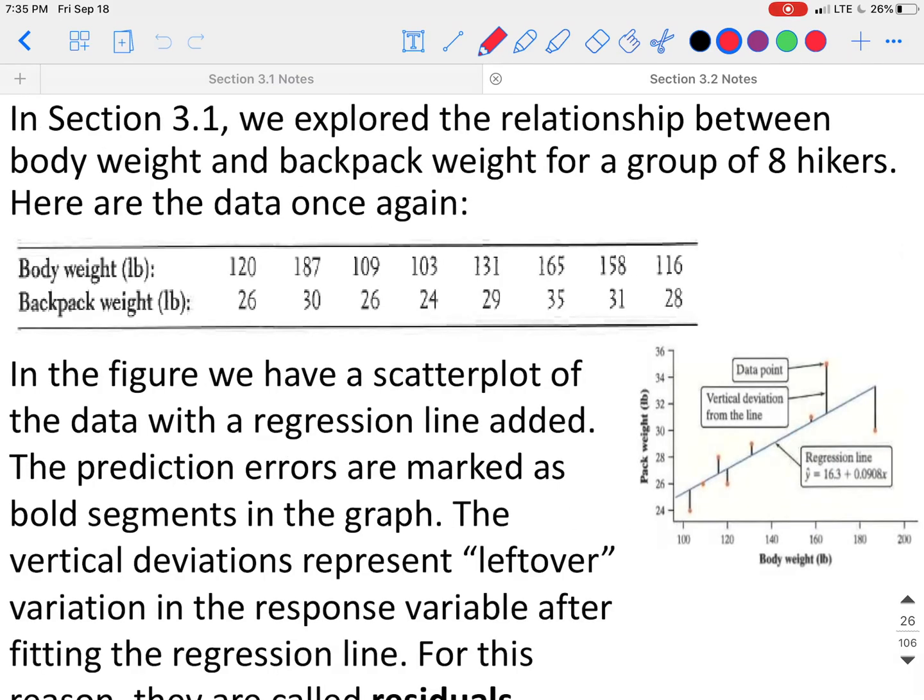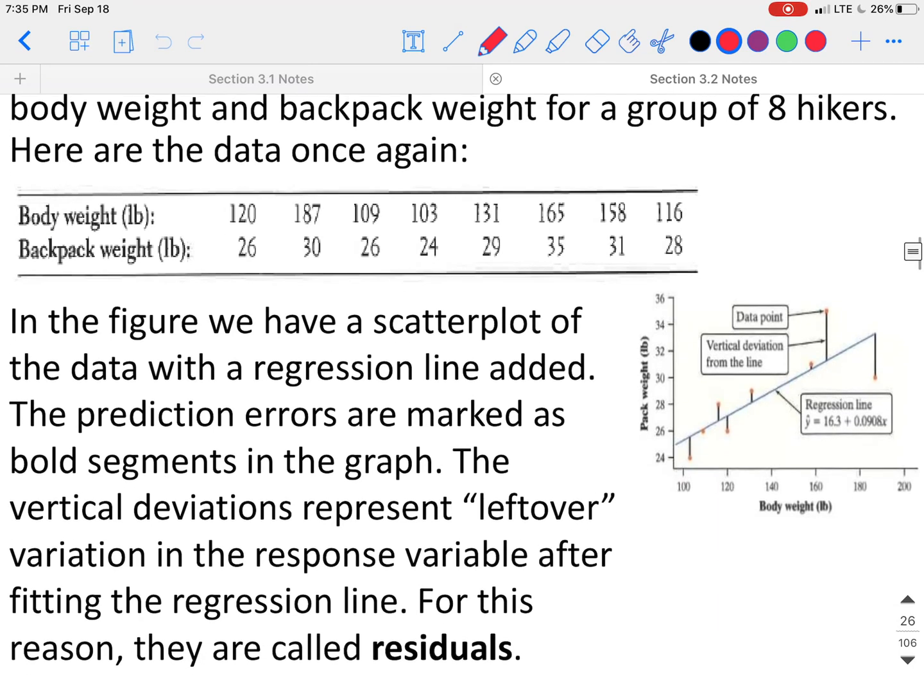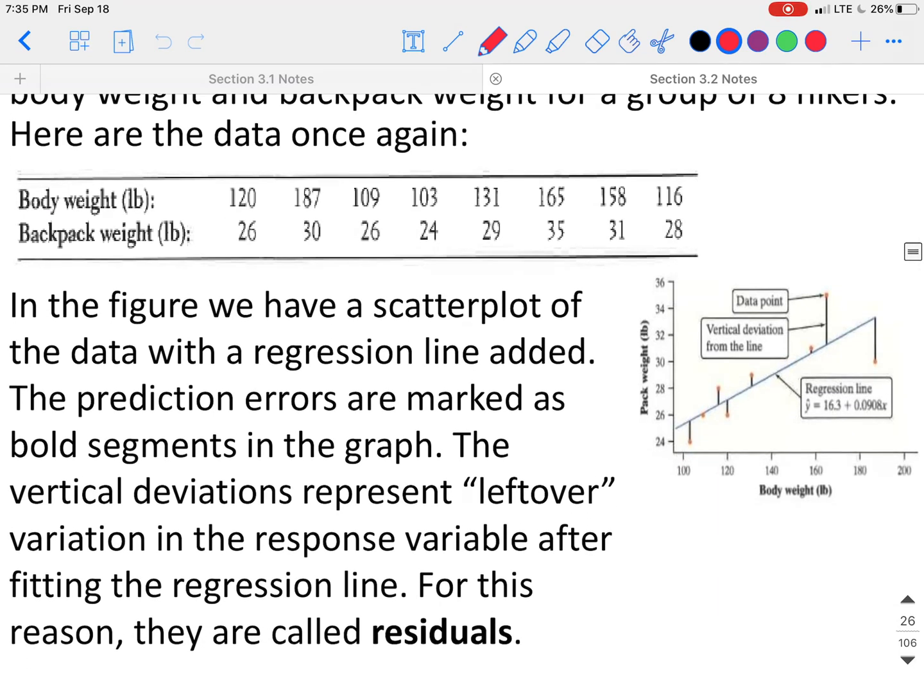In section 3.1, we explored the relationship between body weights and backpack weights of a group of 8 hikers. Here are the data again. So we had the body weight and we had the pack weight. We made a scatter plot, and then we had a regression line. In the figure, we have a scatter plot with our regression line added. The predicted errors are marked as bold segments on the graph.